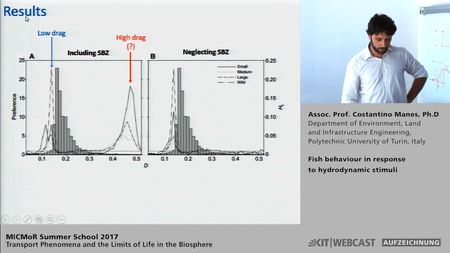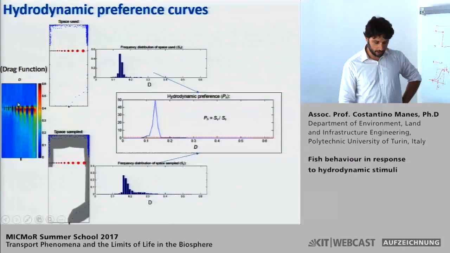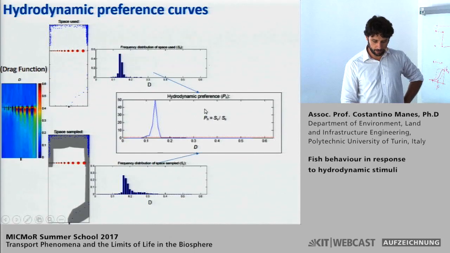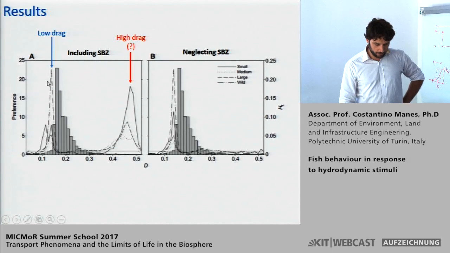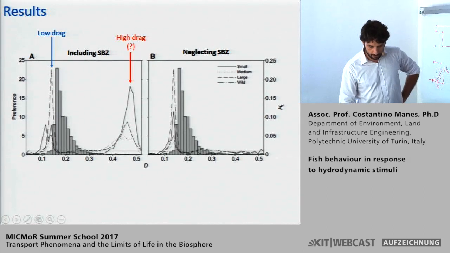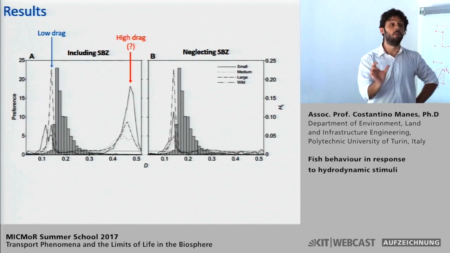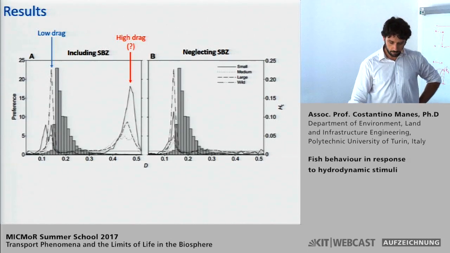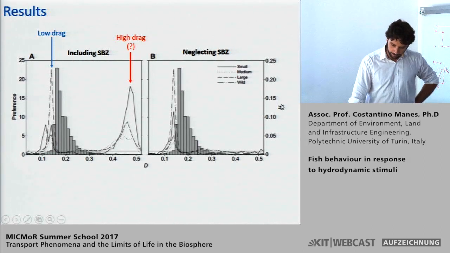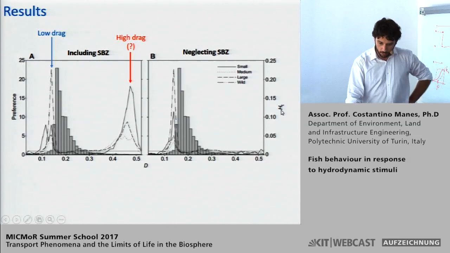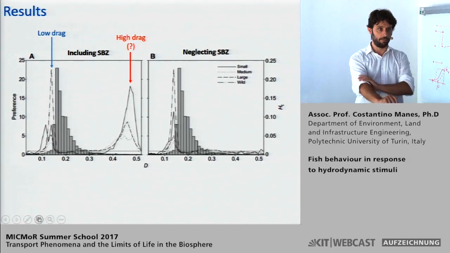Here, on the left vertical axis of these curves, we have the preference as defined previously, and different lines are associated with trouts of different dimensions: small, medium, large, and the wild class. The gray histograms, instead, are the frequency distribution of the whole available hydrodynamics in the flow domain.